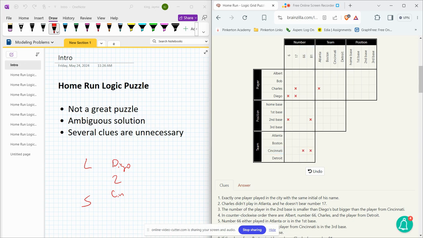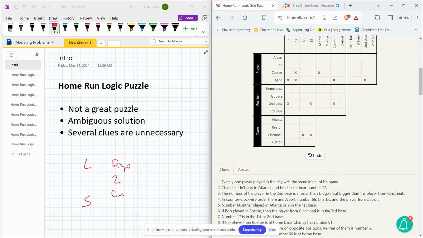I also know from that one that Diego is not on second base, and I know that Diego is not in Cincinnati. And then similarly, I know second base does not go with Cincinnati. So we can get some more X's there.